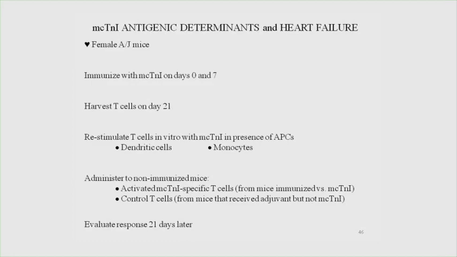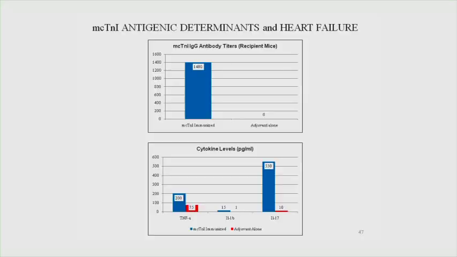And then you're going to administer to non-immunized mice, native mice, T cells that were obtained from mice immunized against troponin I. Can we transfer cardiomyopathy by taking T cells activated against troponin I and giving them to another mouse? And you're going to evaluate them at 3 weeks. Now, what you find in the recipient mice that receive the T cells, those that receive T cells from mice immunized against troponin I, they mount an immune response to troponin I. Those that receive control substance do not.